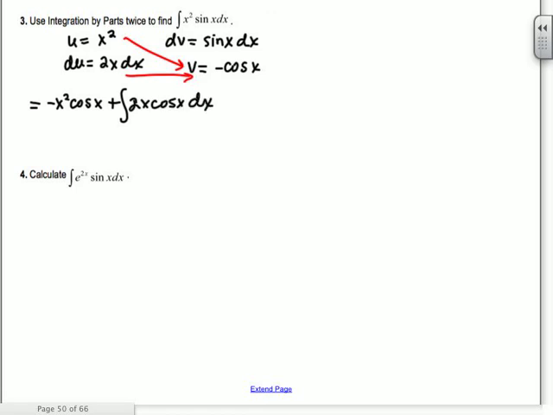Did you see why we have to do it twice? Now you can pull out that 2. That's no big deal. You don't have to, but I think that way we just don't have a 2 altogether. Okay, now we do it again. So whenever I do it again, I usually put little subscripts, 1, on those ones. And then I say u2, dv2. So u2 is going to be x, du2 is dx.